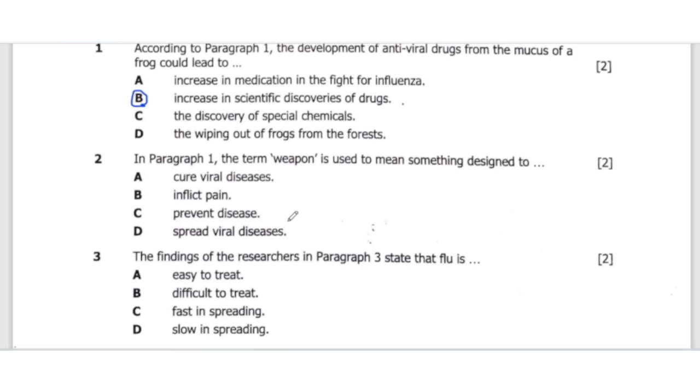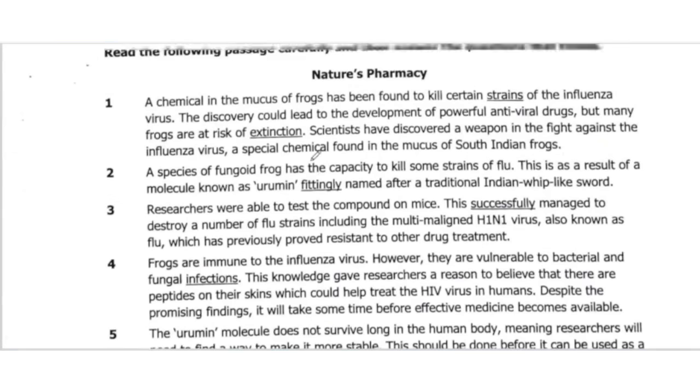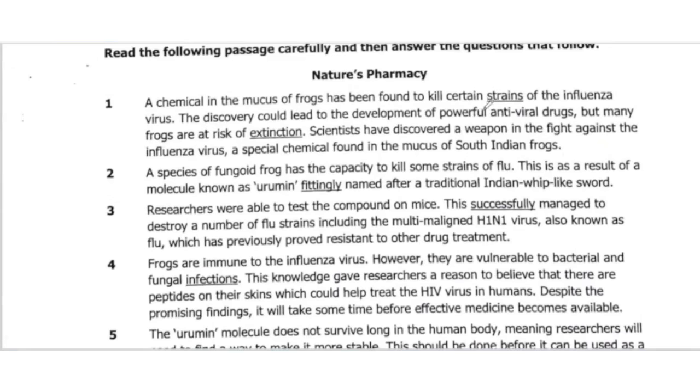So now, what we need to do is go back again. We want to look for how weapon has been used. So we look for the word weapon. It's here. We can see this is the word weapon. Scientists have discovered a weapon in the fight against the influenza virus. So the weapon is to fight influenza virus. So that's why they're saying it is to fight the diseases.